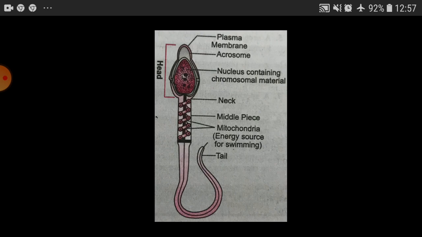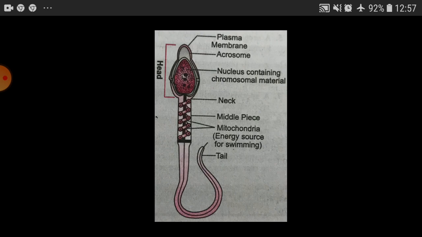The nucleus consists only of condensed DNA and basic proteins. Acrosome is formed from the Golgi complex. It contains hydrolytic enzymes and is used to contact and penetrate the egg in fertilization. Its use we'll see when we study fertilization. Okay.